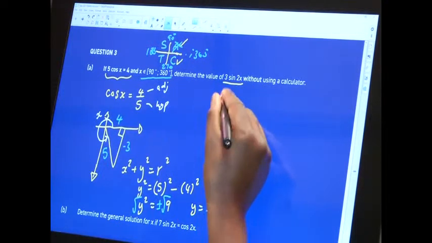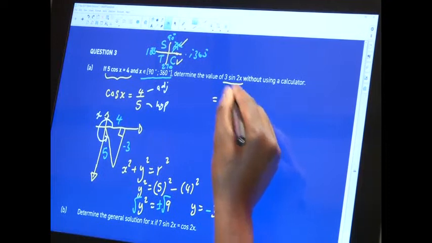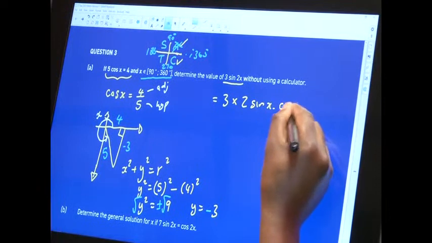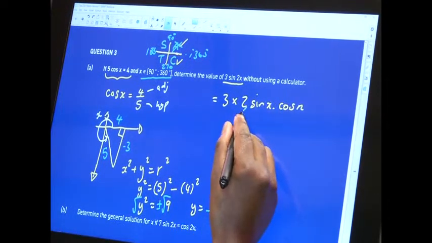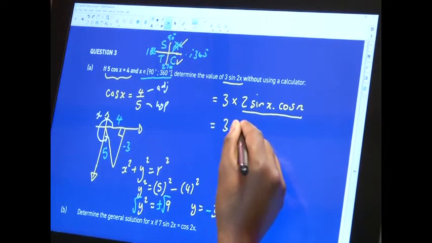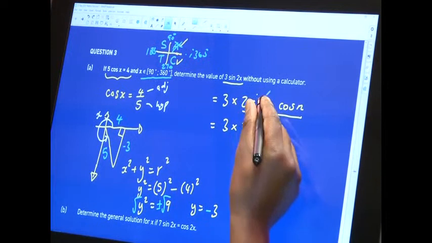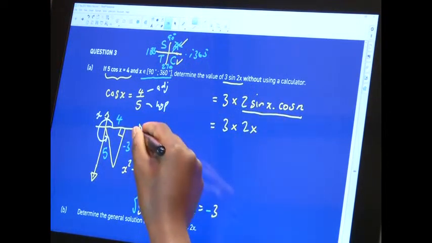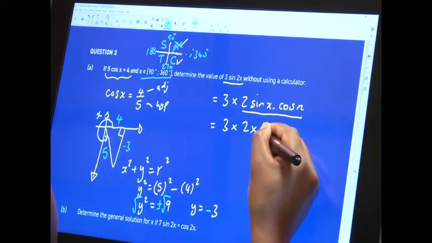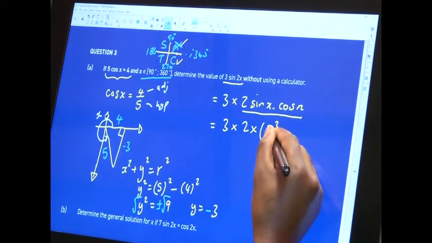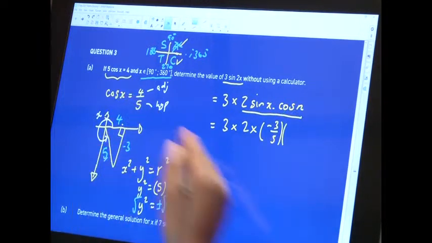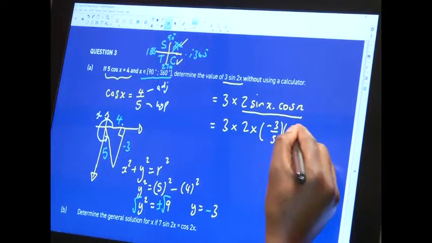So that means I'm just going to say that is going to be 3 multiplied by, what is the expansion of sine 2x? That is 2 sine of x multiplied by the cosine of x. So this part comes from the sine 2x. Okay, so 3 is a number, multiplied by 2, which is a number, multiplied by sine of x. Now we're reading sine from the diagram. What do we know? We know that sine is y over r, or opposite over hypotenuse. So that's going to be negative 3 divided by 5 times cosine of x. It should be adjacent over hypotenuse. We already know what that is because it came with the question.